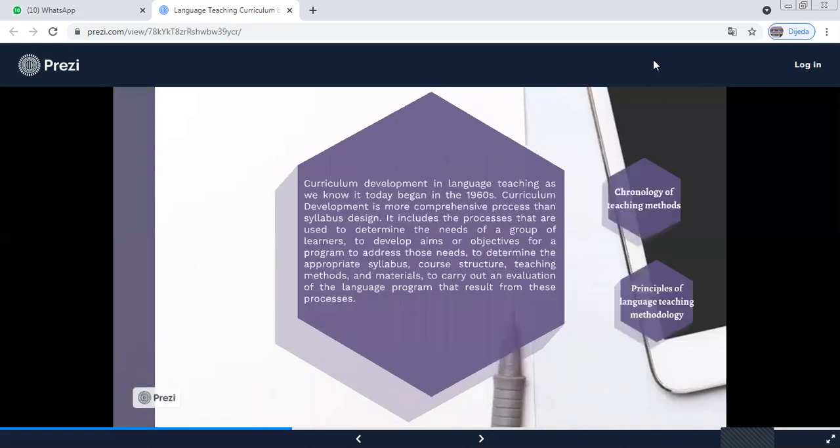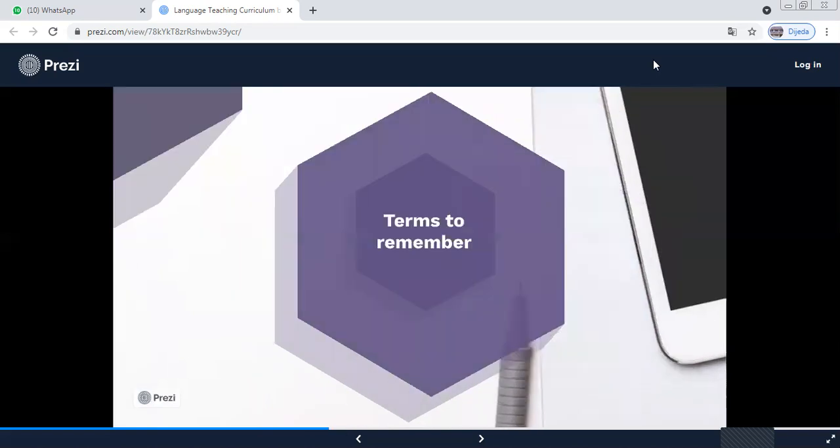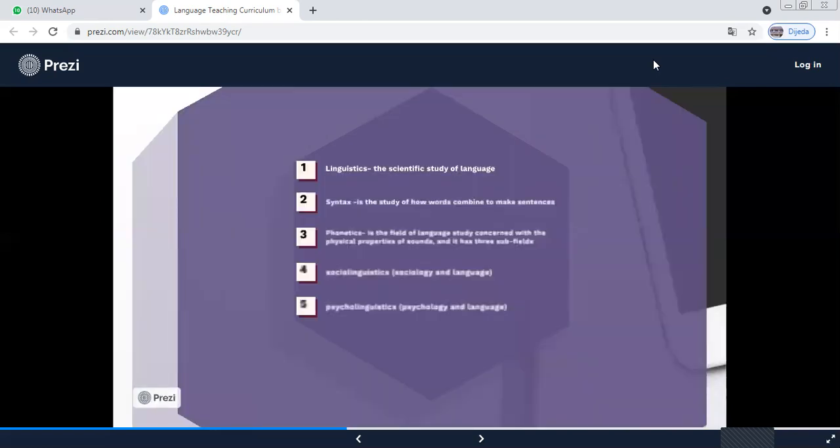And then term to remember in the linguistic, the scientific study of language. Syntax is the study of how words combine to make sentences. Phonetic is the field of language study concerned with the physical properties of sound, and it has three subfields. And then sociolinguistic or sociology and language, and then psycholinguistic, psychology and language.